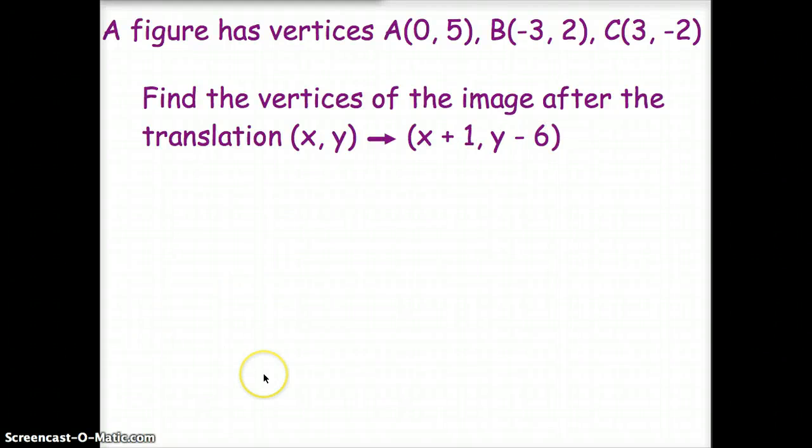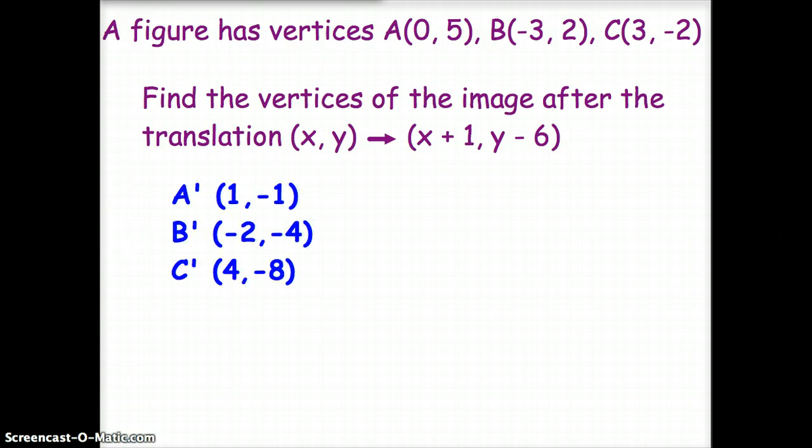Your turn. Same rules. Just take your x values and change them by 1 in this case. Your y values, you're subtracting 6. Pause your video at this point and try this one on your own. Did you get the following ordered pairs? If you did, draw yourself a little mini unicorn off to the side. If you didn't, go back and try again.